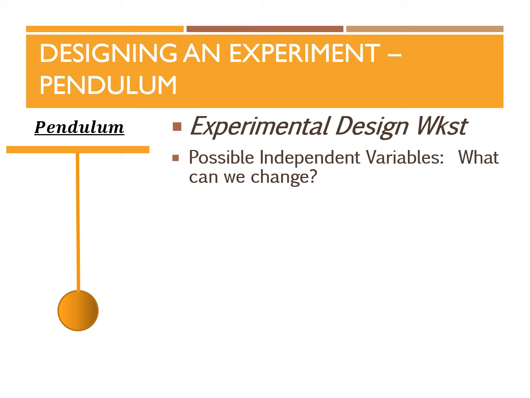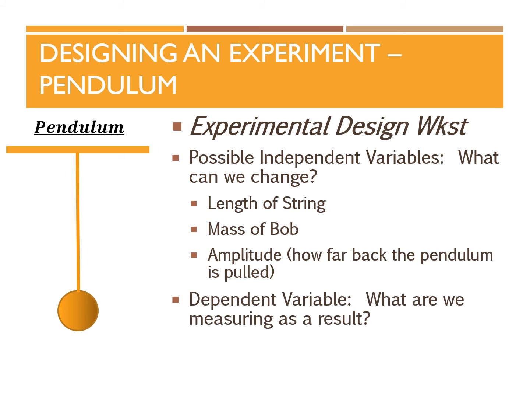Some possible variables that could change the amount of time it takes for the pendulum to go back and forth: one is the length of the string, another is the mass of the bob. This thing down here at the bottom is called a bob. And then the amplitude is how much the pendulum is pulled back from this position right here. Those are all possibilities of what could affect how long it takes to complete one cycle. The term for that is the period. The amount of time for one cycle is the period of oscillation.